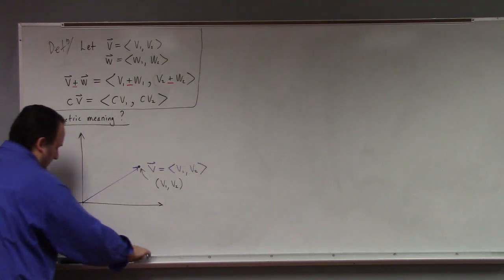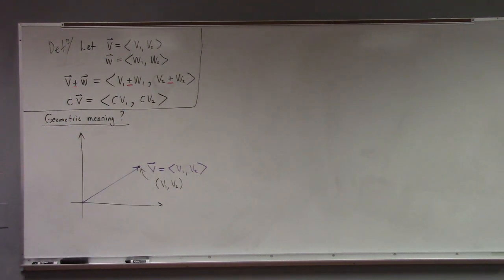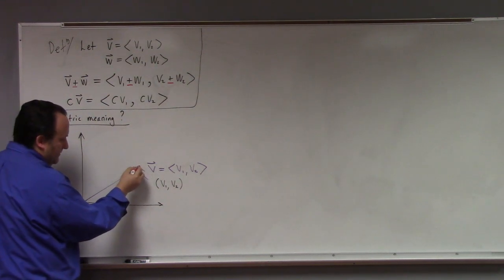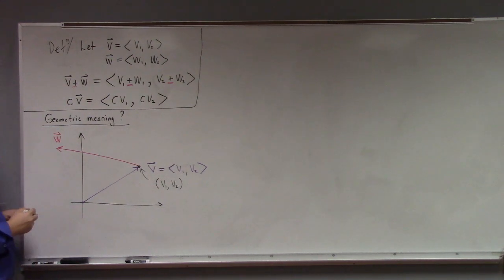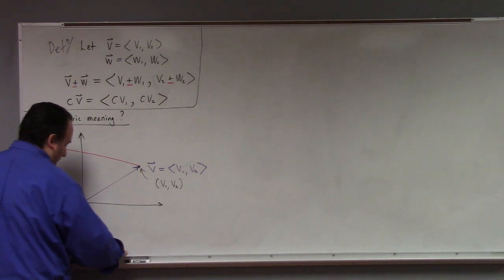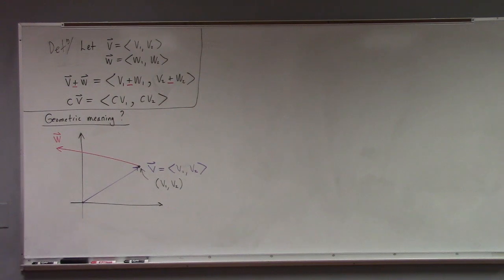Now if I draw W as if it's based at V, then I draw what's called the tail of W at the tip of V. So here's W, all right? If you look at what we have all together, we have the sum of V and W as a vector from the origin.